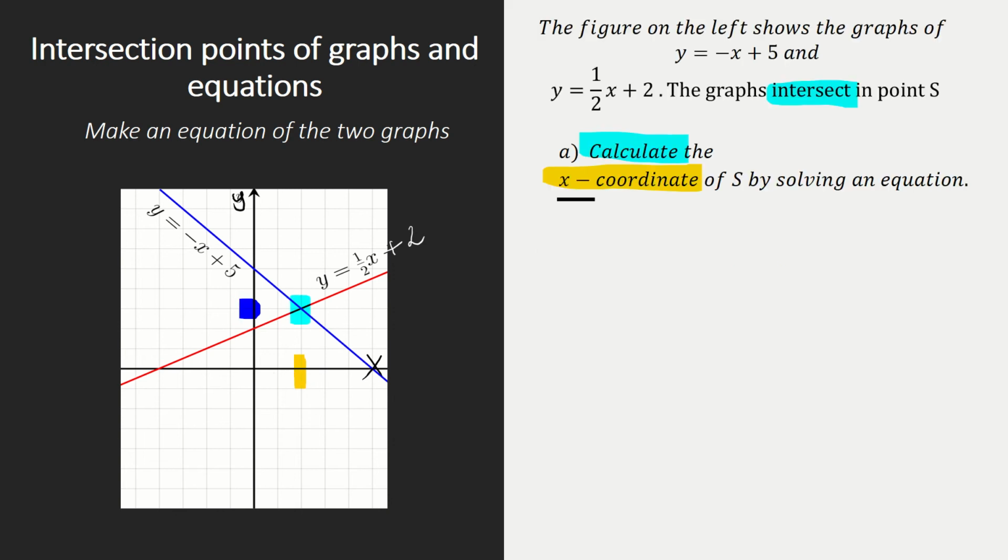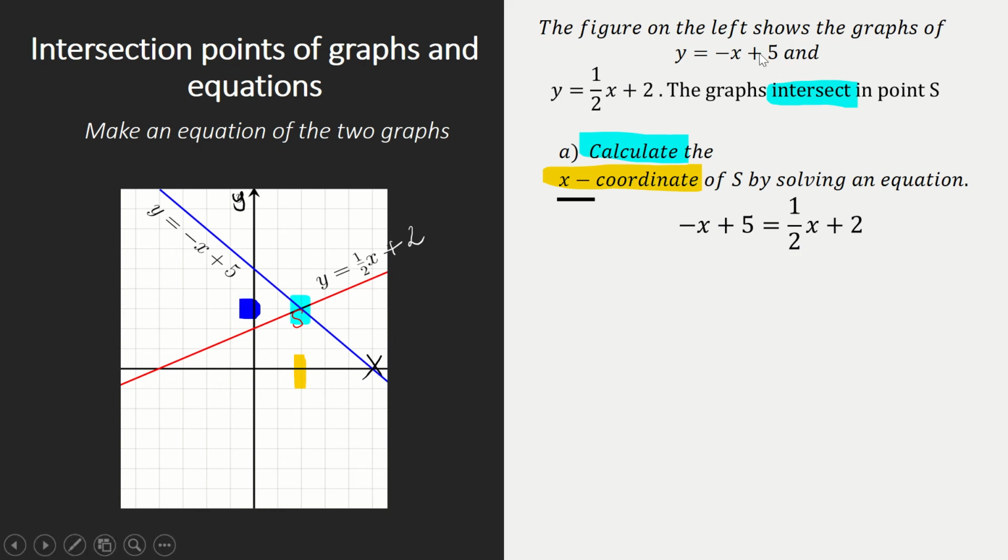So let's have a look at question A. Calculate the x-coordinate of S by solving an equation. We can see that at point S, that's where the two graphs intersect. So that's where the two graphs are the same. And therefore we're going to make an equation of the two graphs. We know that the graphs need to be the same. So we get an equation with minus x plus 5 equals a half x plus 2.